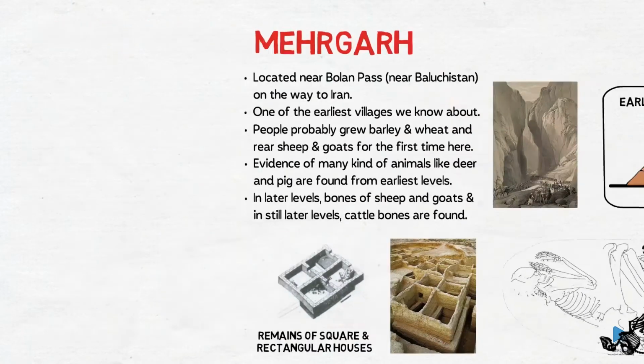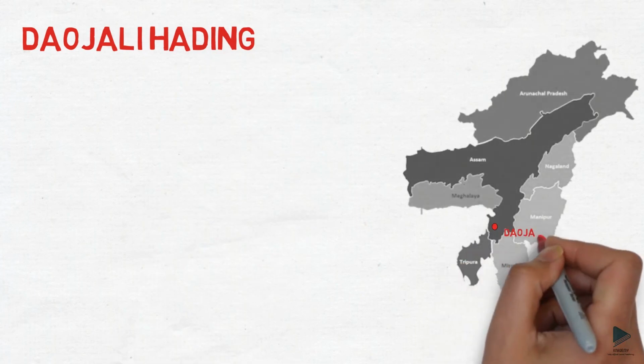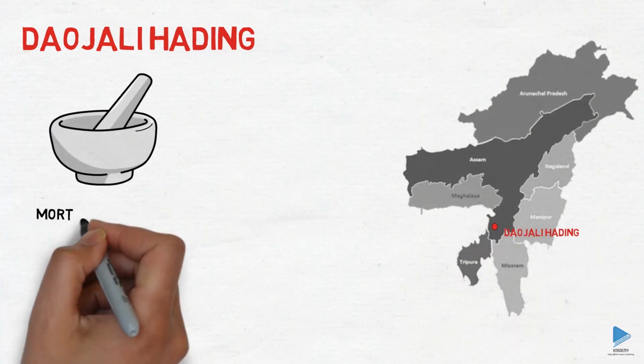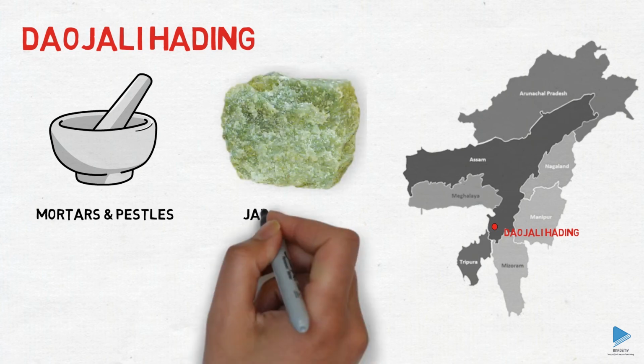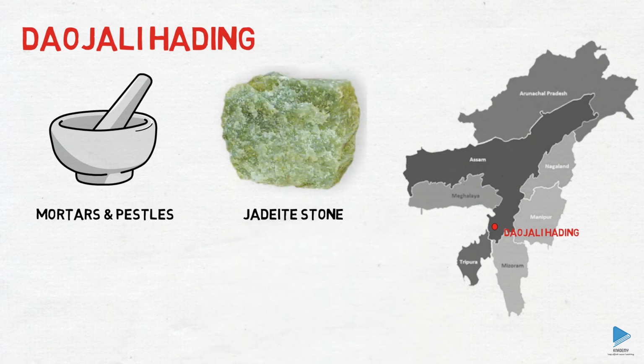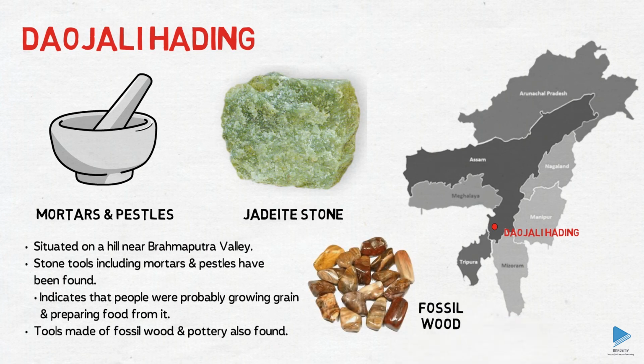Let's look at another site, Doujilli Hudding. This is a site on the hills near the Brahmaputra Valley. Here stone tools like mortar and pestles have been found. These indicate that people were probably growing grain and preparing food from it. Other finds include jadeite, a stone that may have been brought from China. Tools made of fossil wood and pottery are also common here. Fossil wood is ancient wood that has hardened into stone.